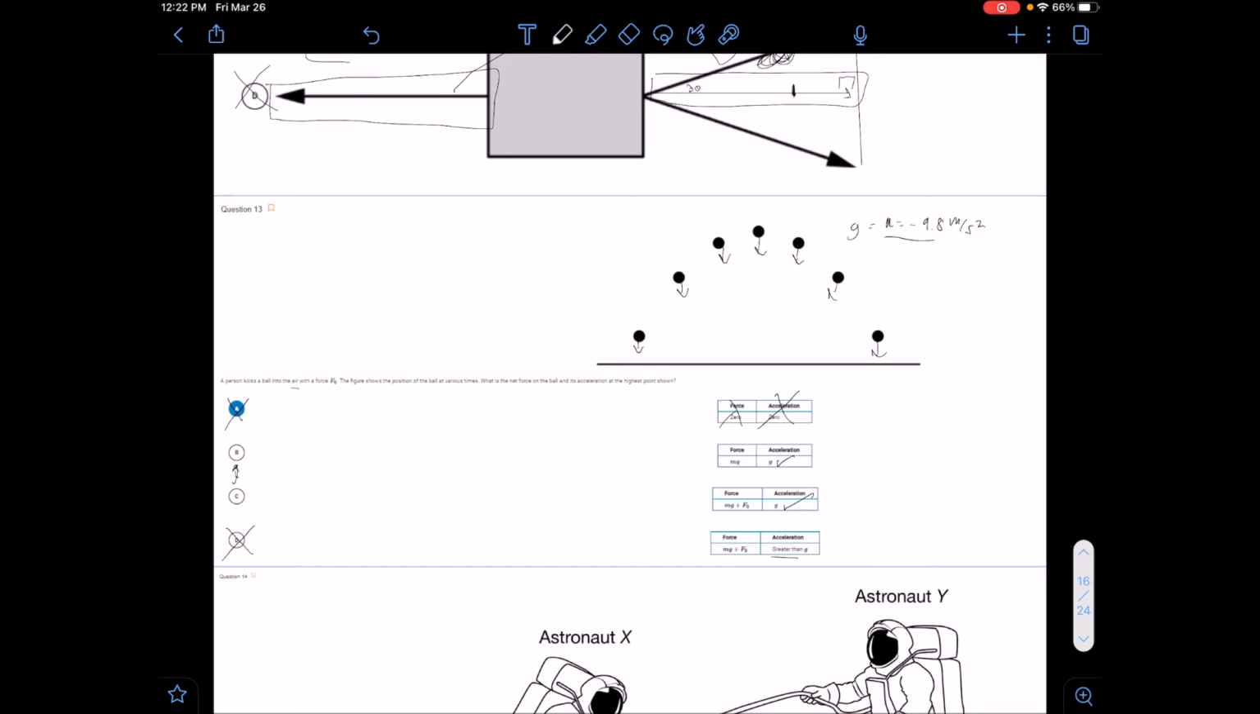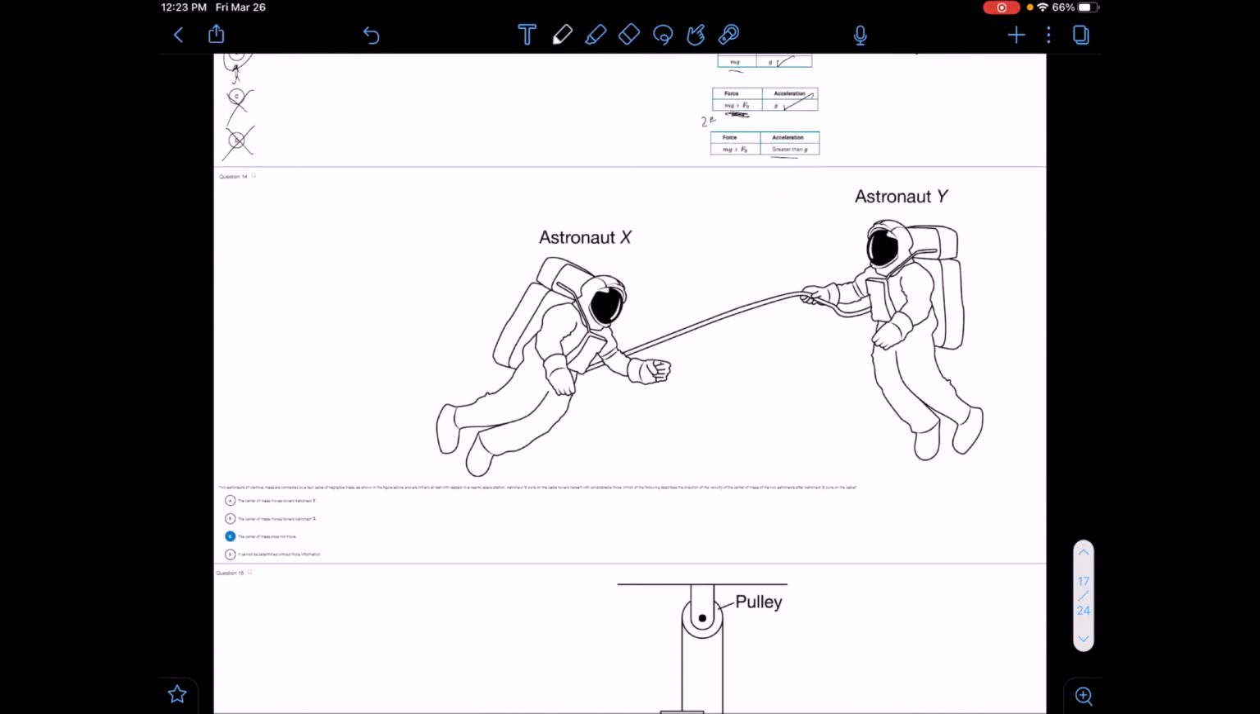And so between choice B and C, now let's look at the force. The force is equal to ma, and since a is equal to g, the force is equal to mg. Thus, this is correct. This is basically saying 2F, which is not correct. So answer choice B is our answer.